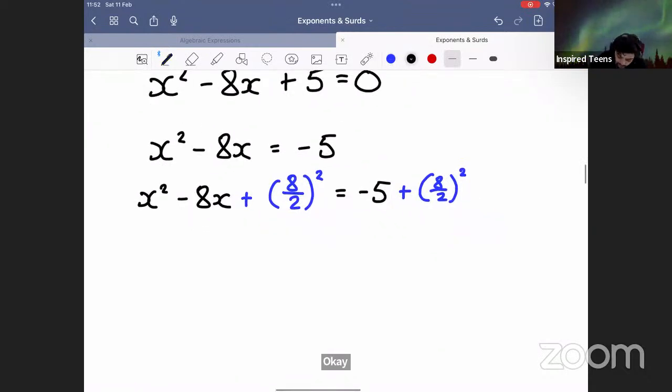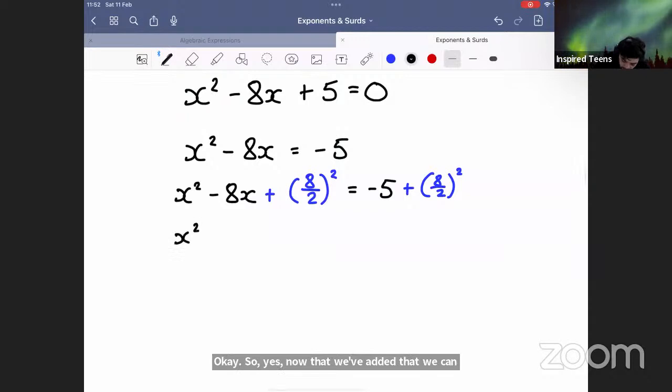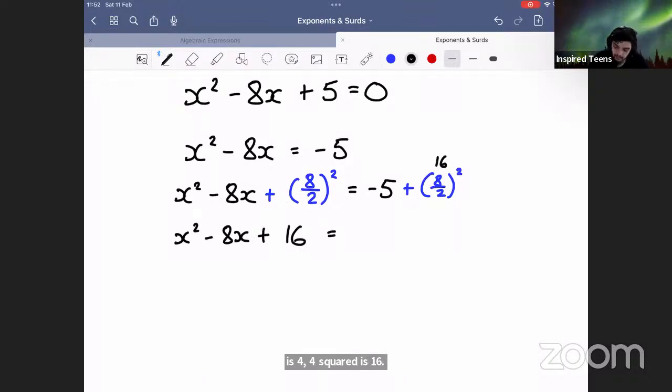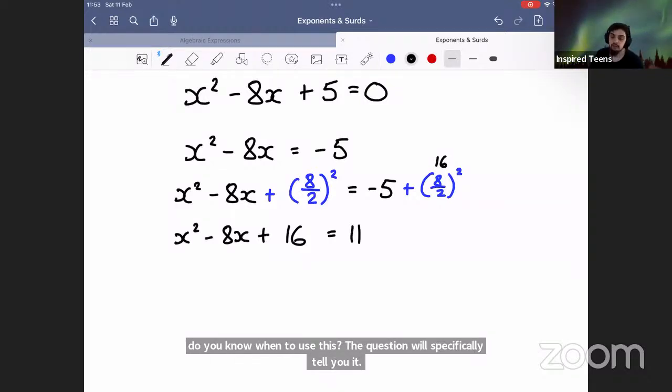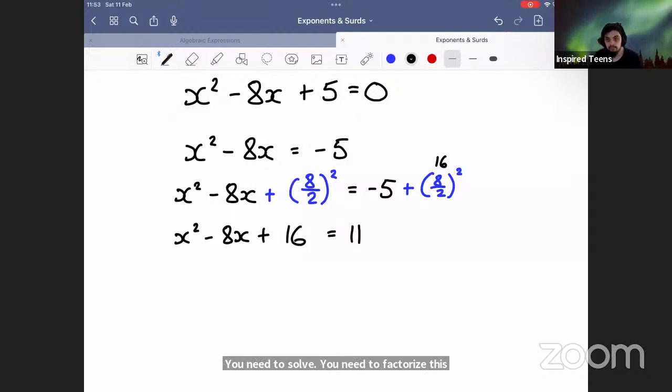So yes, now that we've added that, we can simplify. So I'm going to have x squared minus 8x. 8 divided by 2 is 4. 4 squared is 16. And I'm going to have -5 plus 16. That's going to be +11. Okay, are we all on the same page so far? How do you know when to use this? The question will specifically tell you you need to solve, you need to factorize this or solve for x by completing the square.